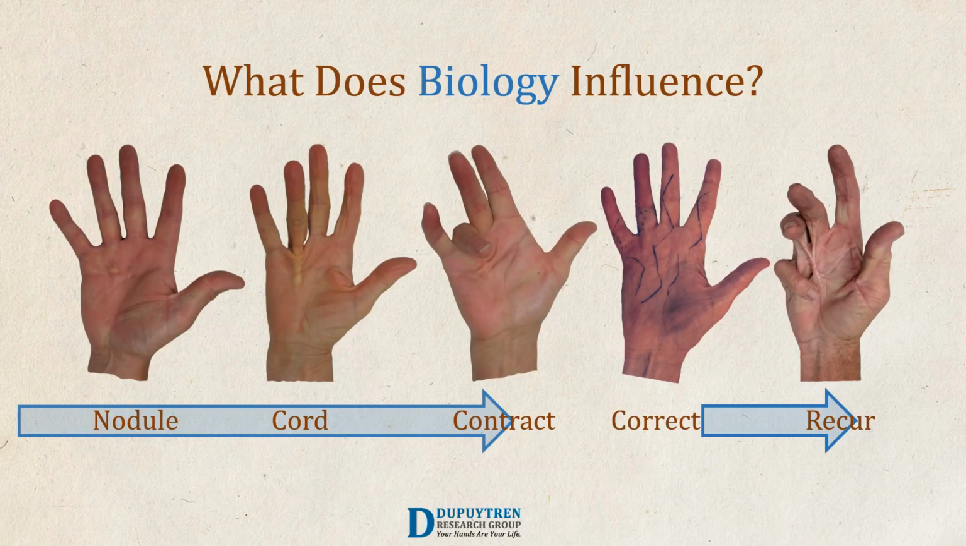Biology is the risk factor for developing a nodule in the first place, or from progressing from a nodule to cord, or from progressing from a cord to a contracture. Biology doesn't really affect the chance of having a straight finger from having a bent finger treated, but it does affect the risk of having recontracture or recurrence after treatment.